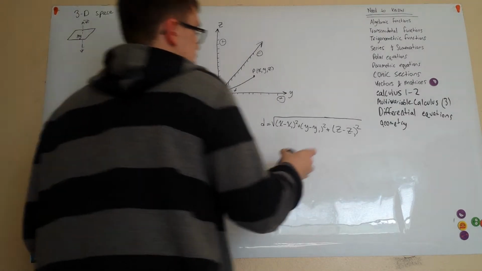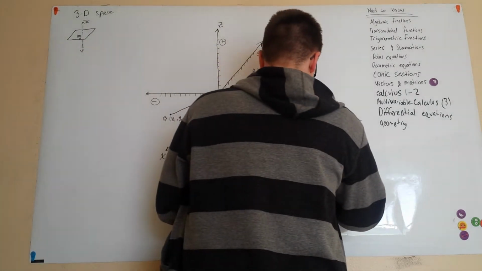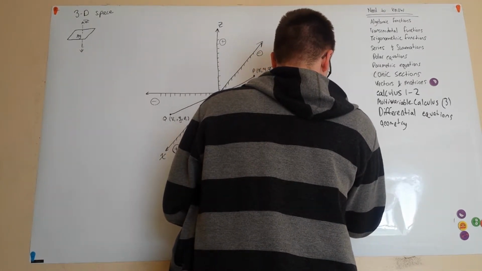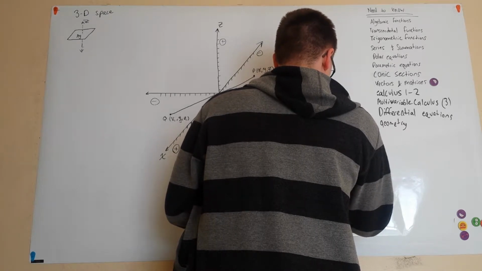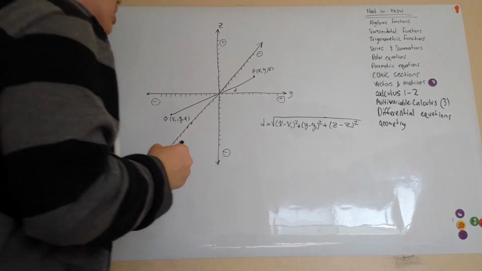That doesn't look so good. I've got to write that better: y minus y sub 1 squared plus z minus z sub 1 squared. There you go. That's our distance formula.